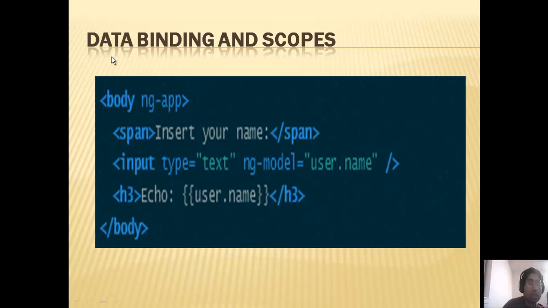Okay, so this is a very simple Angular example. What it is doing, you can see there will be a text, insert your name, then there will be a text box. You can see it echoes user.name or something like this. What will happen is, if you type something in this text box, the value will appear here, and if you delete something from here, it will get deleted from here.